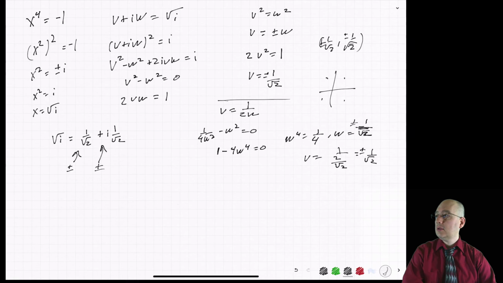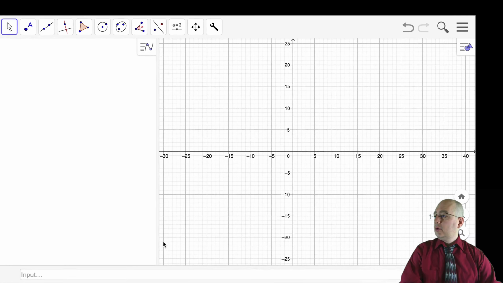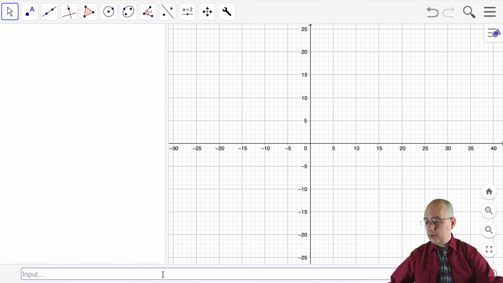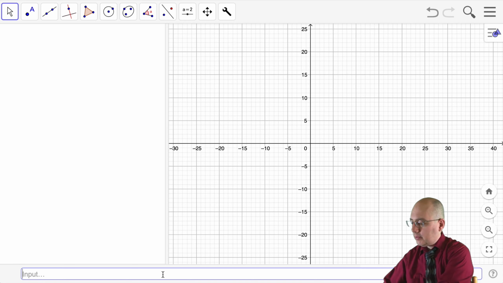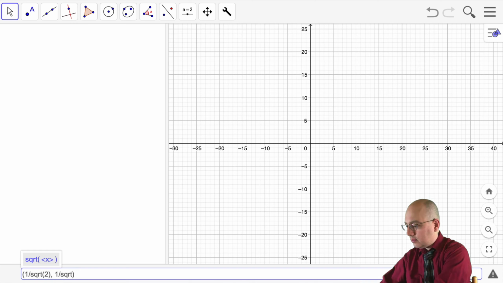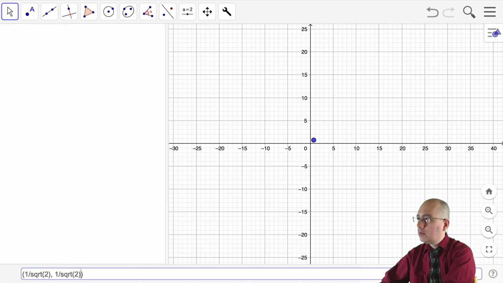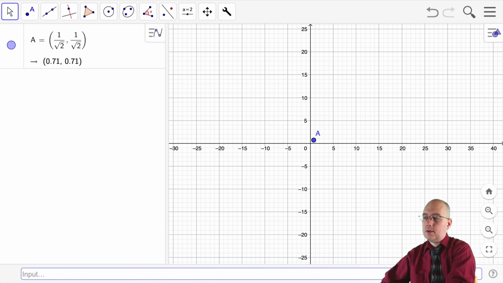So, what can GeoGebra do for us? Well, let me put in the point 1 divided by the square root of 2, 1 divided by the square root of 2, like so. Let me zoom in.